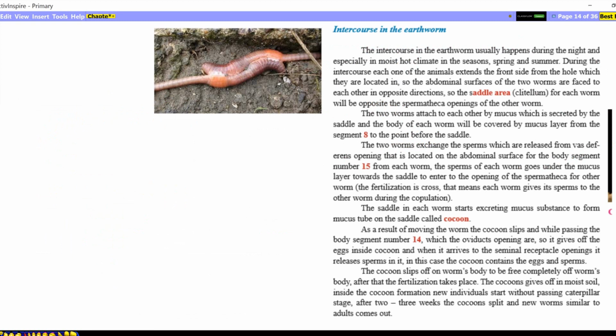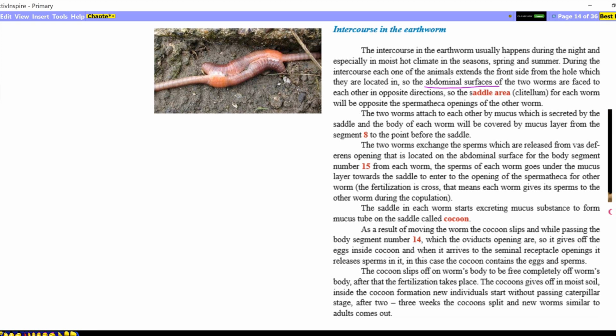Intercourse in earthworm. Intercourse in earthworm usually happens during the night, especially in moist, hot climate in seasons spring and summer. During the intercourse, each one of the animals extends the front side from the hole which they are located in. So the abdominal surfaces of the two are facing each other.